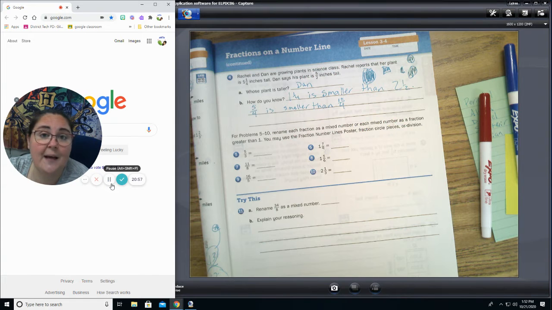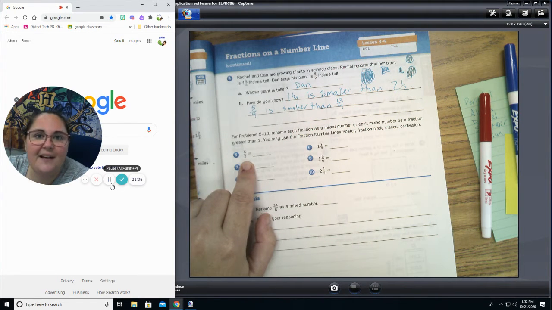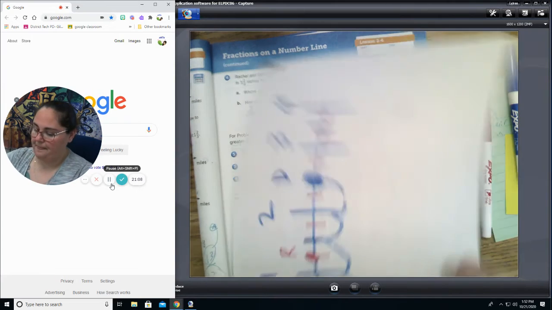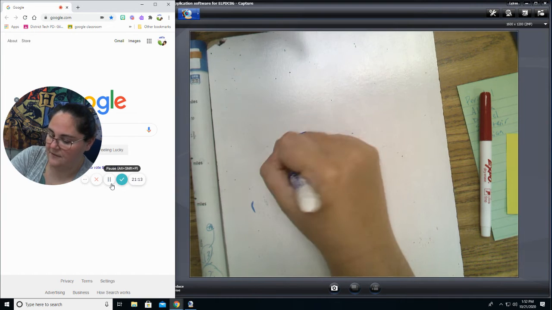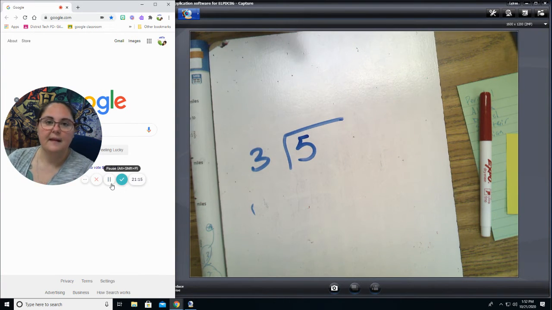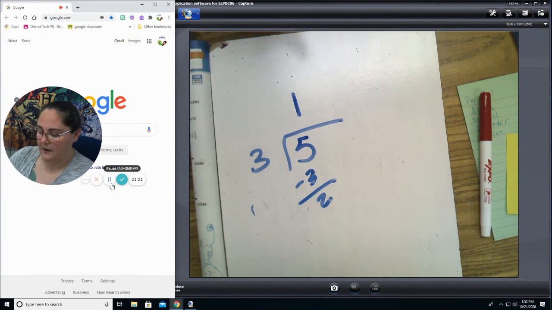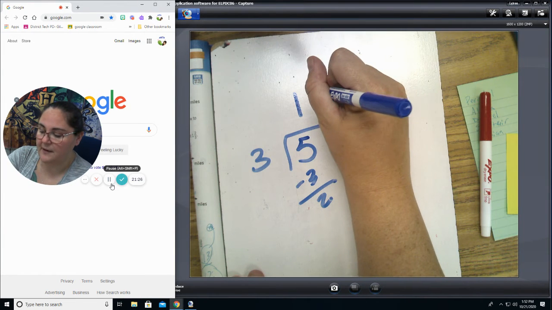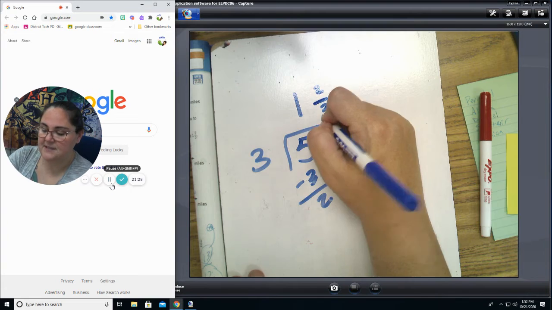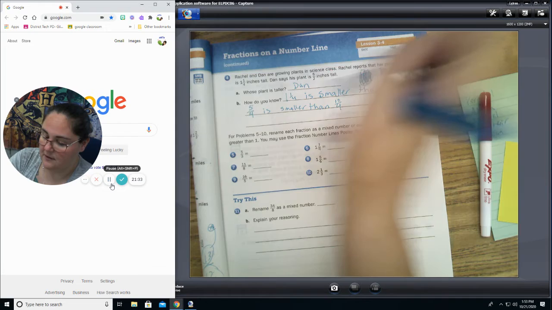The first way is I'm going to look at the number and see, okay, it's an improper fraction. And I'm going to divide 5 divided by 3. 5 divided by 3 is 1. 1 times 3 is 3. 2 left over. Now, on my lesson yesterday, I told you that my 2 now becomes my numerator, and my 3 stays the denominator. So 1 2/3 would be your answer for number 5.